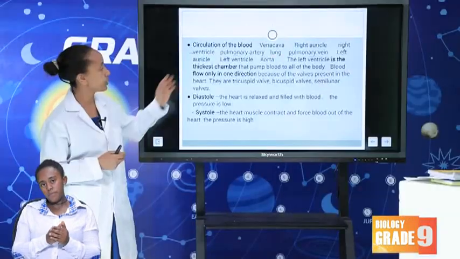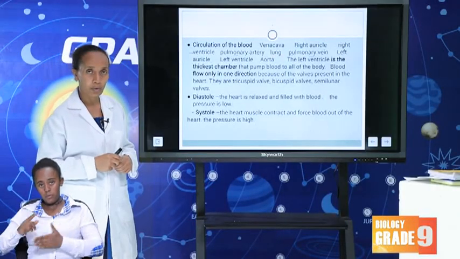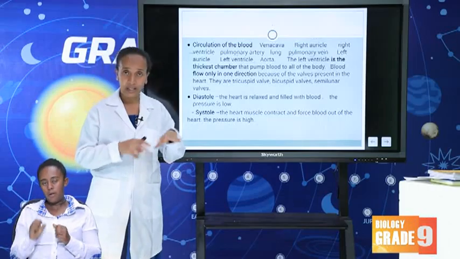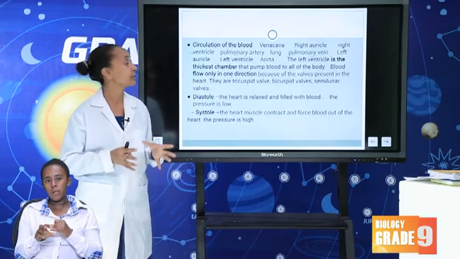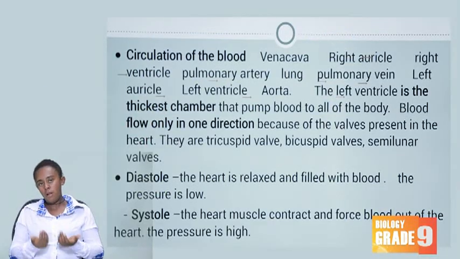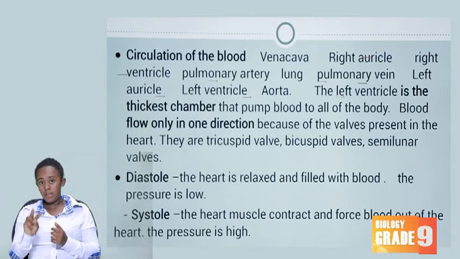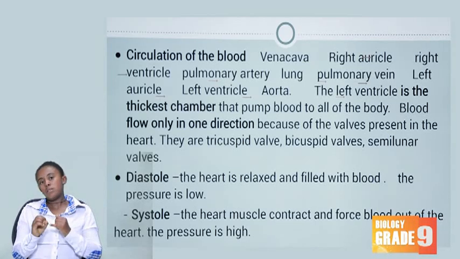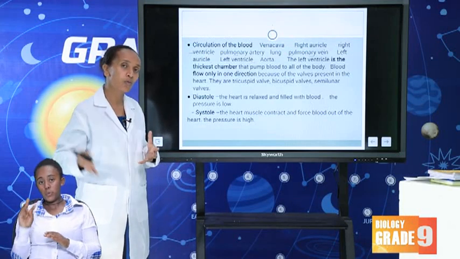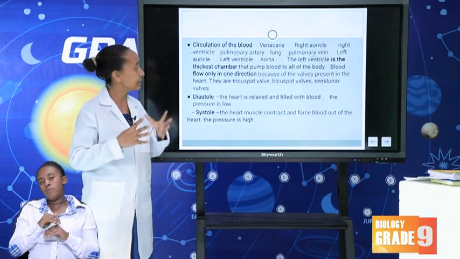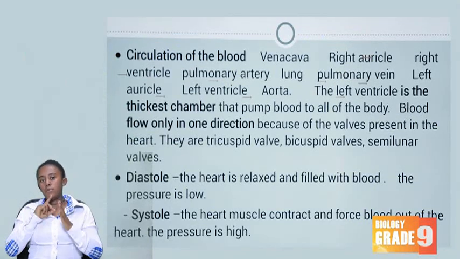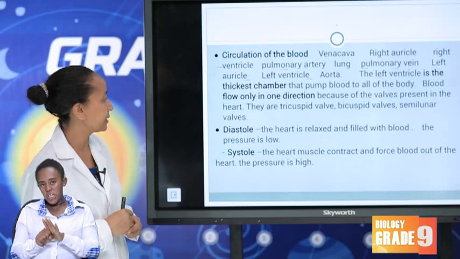in this circulation, what you have to remember is the left ventricle, compared with the other chambers of the heart, has a thick wall. We can say that the left ventricle is the thickest chamber of our heart. This is because it can pump oxygenated blood all over the body. For that reason, it needs thicker walls in order to exert more pressure on the blood.